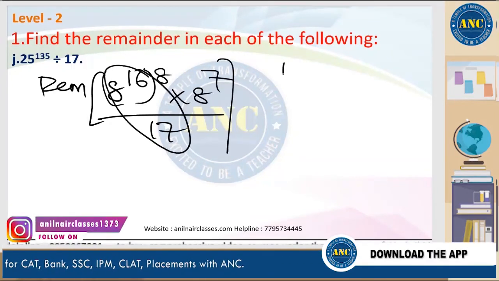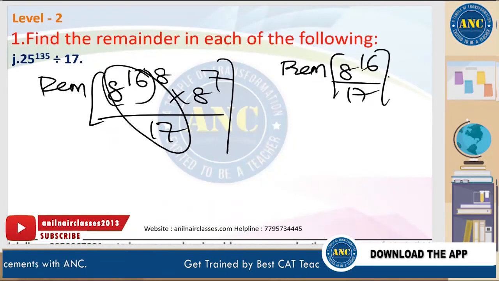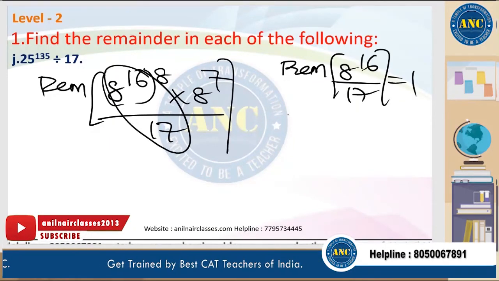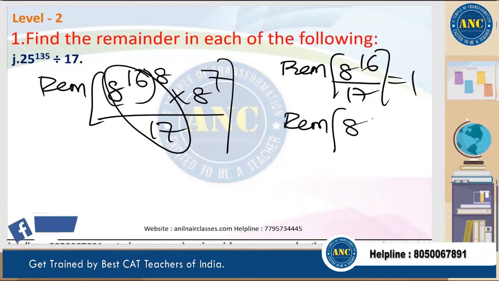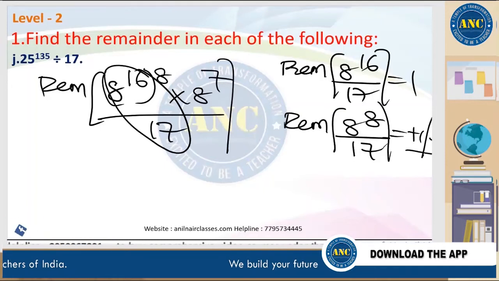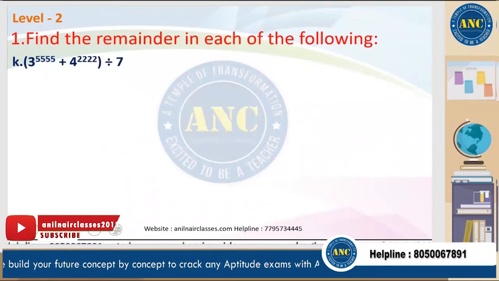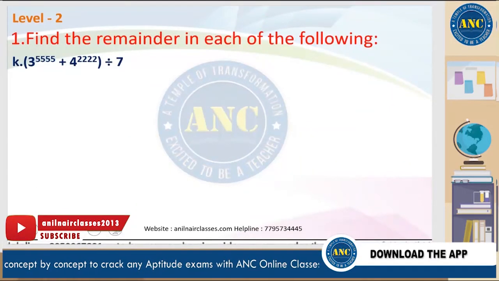This is where the previous concept is useful. 8 power 16 by 17 is 1. 8 power 8 by 16, please check it out. You might get plus 1 or minus 1. Directly substitute it. I hope it is clear. Now we will go to another beautiful problem.